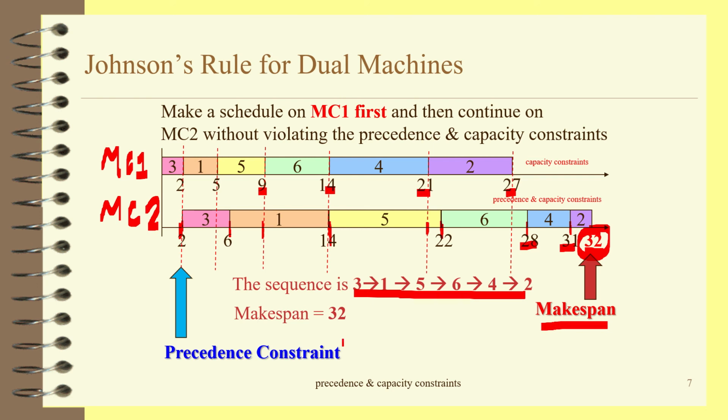So your answer would be that the sequence of the dual machine flow shop will be 3, 1, 5, 6, 4, 2, and the makespan is 32. Right? You need to find the sequence from Johnson's rule, and then the makespan can be found by manipulating the Gantt chart. Okay? Draw the Gantt chart.